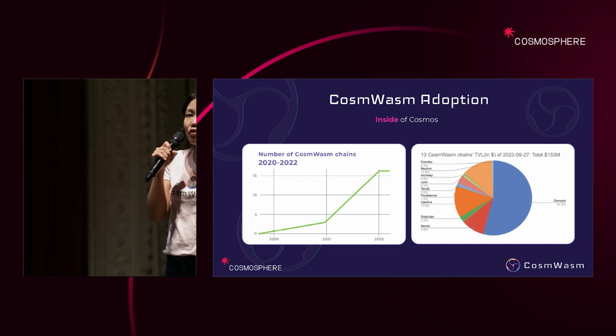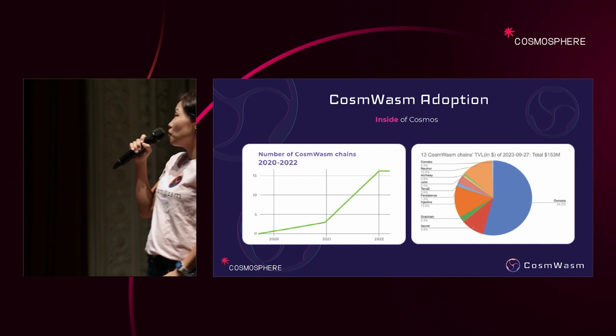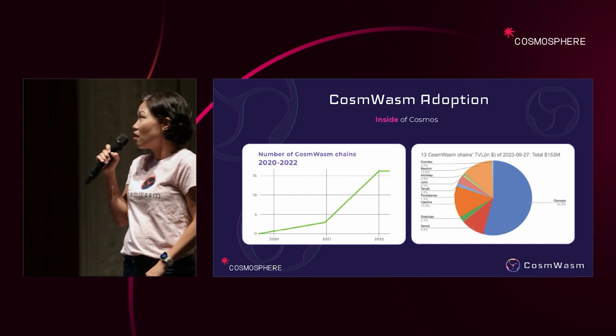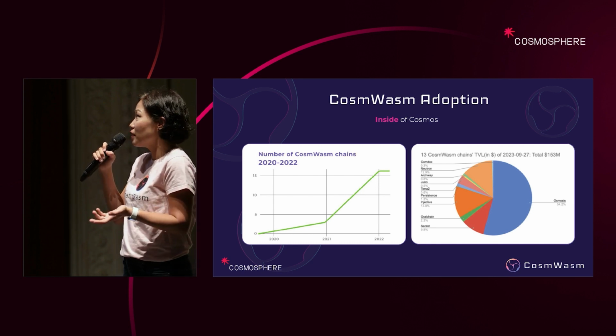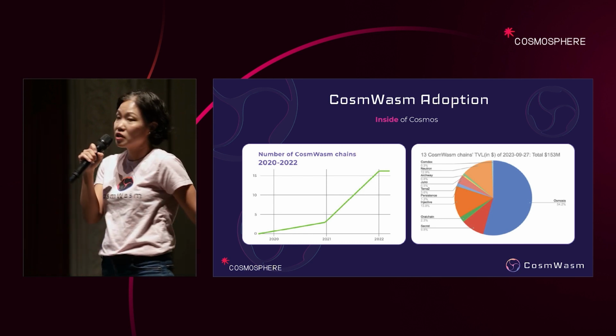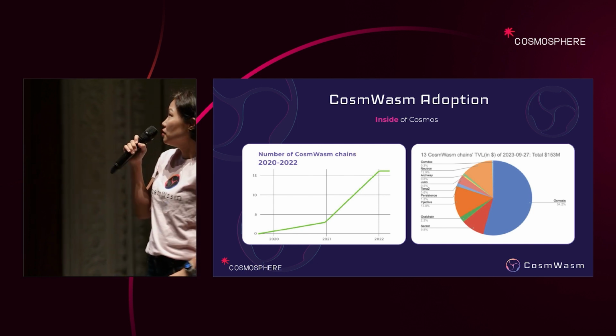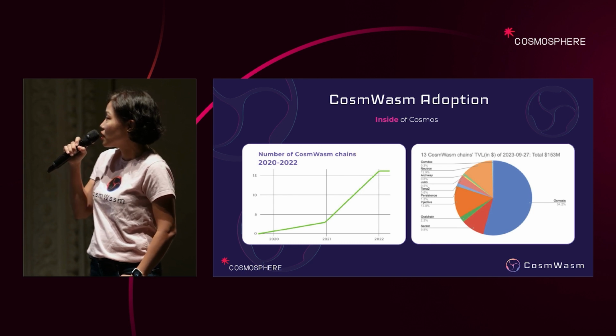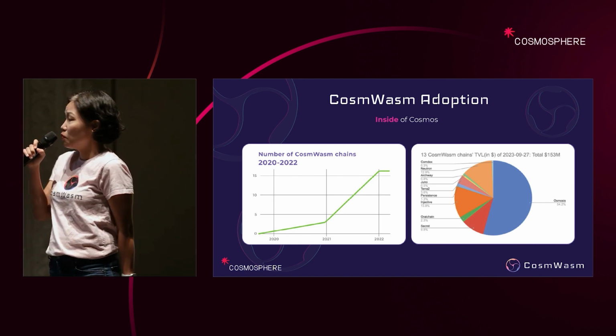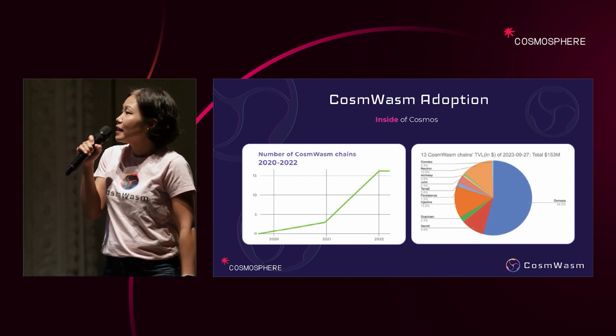And Numia data provided me this precious data a couple of days ago. We couldn't get the whole data of CosmWasm chains, but at least we could see 13 CosmWasm chains and their TVL, which is over 153 million US dollars, and Osmosis occupies a big part of it. Next, please.